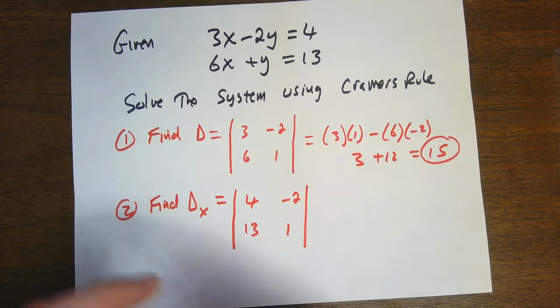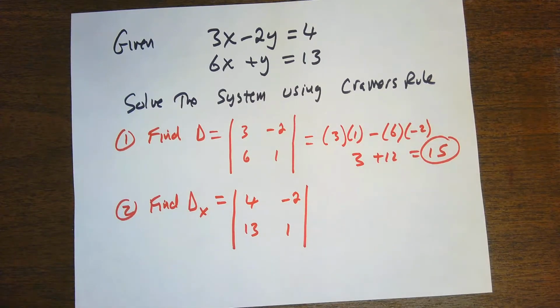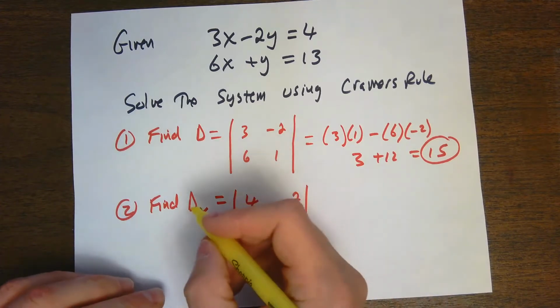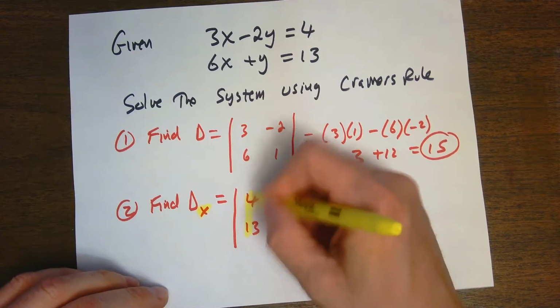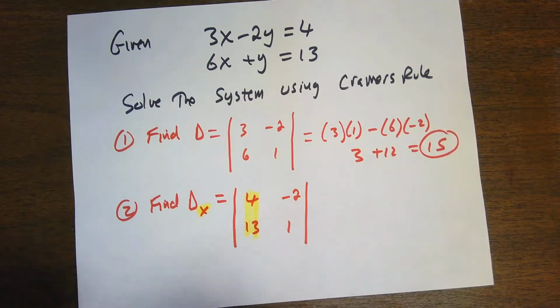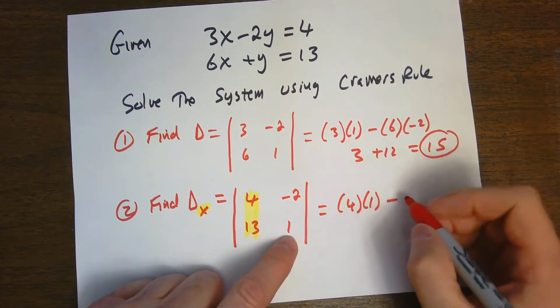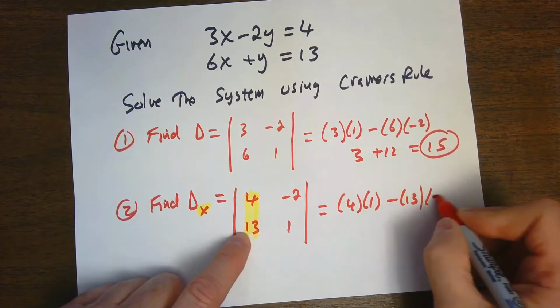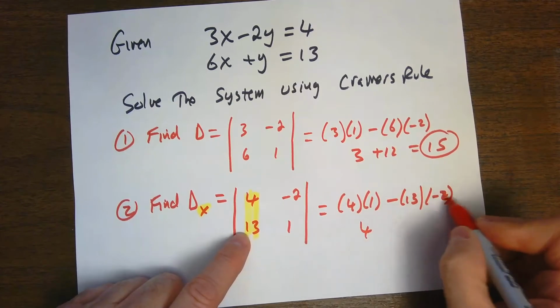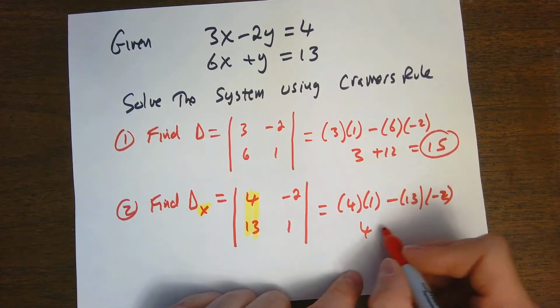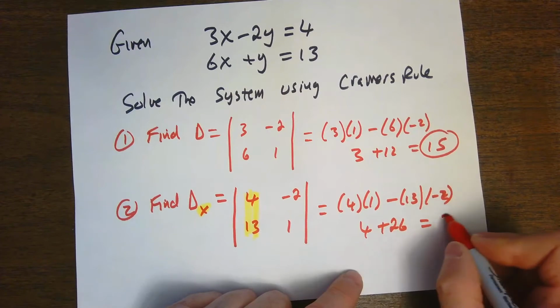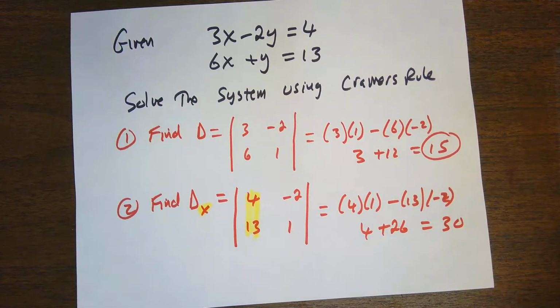So here, I've replaced, where's my highlighter? Where's that highlighter? I know I had a highlighter around here somewhere. There it is. So the determinant of the X matrix, I've replaced the X values with the constants. And now I'm just going to find the determinant. So this is going to be 4 times 1 minus 13 times -2. 4 plus 26 is 30. One more to go.